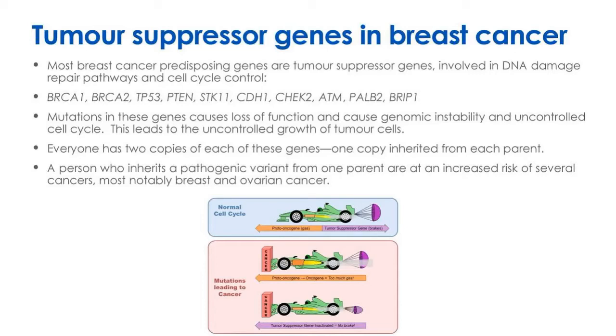And if I want to prevent an accident from happening to my racing car, I need brakes. And the brakes for cell division are our tumor suppressor genes. So if the tumor suppressor gene is inactivated, it means my racing car is driving around with no brakes, and that then increases the risk for breast or ovarian cancer.